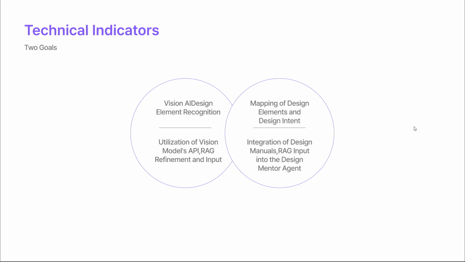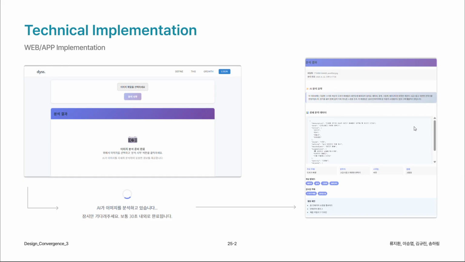Next, let's discuss the technical aspects, specifically two major issues we faced. First, the AI needed to accurately recognize design elements, and second, we had to secure or create a design dataset mapping design elements to their intended design meaning. Here is the prototype for AI recognition of design elements. We utilized a vision model API and incorporated RAG with design domain knowledge to ensure highly accurate responses.